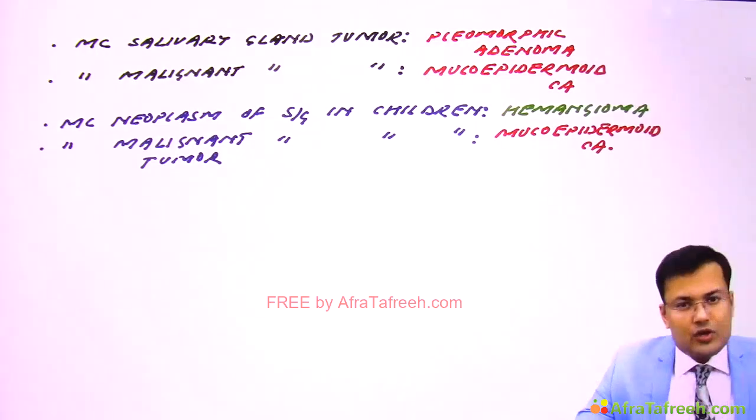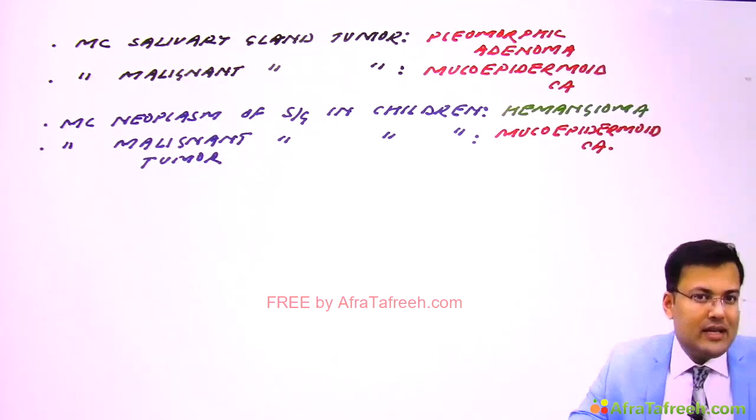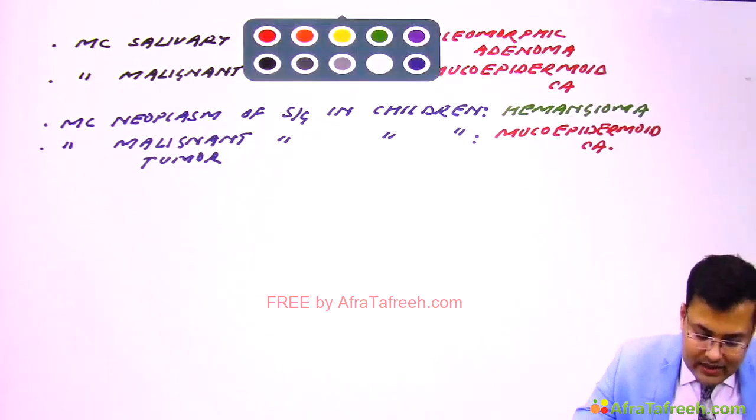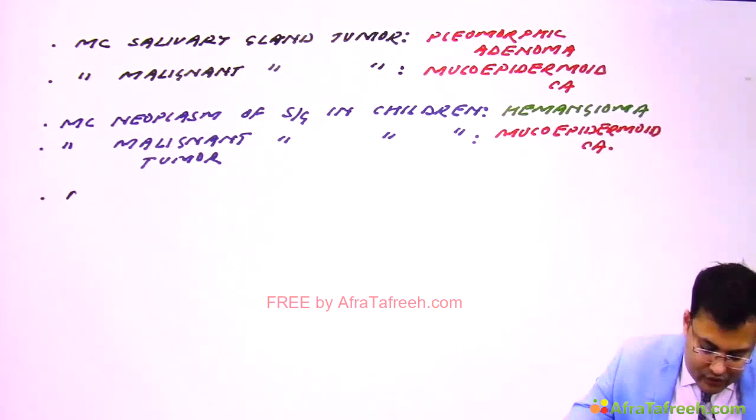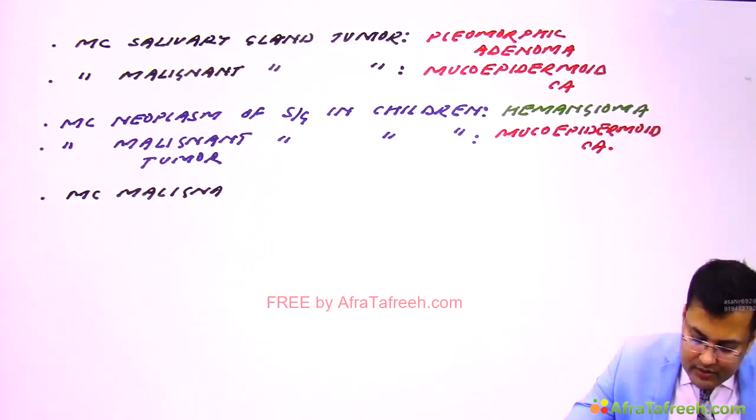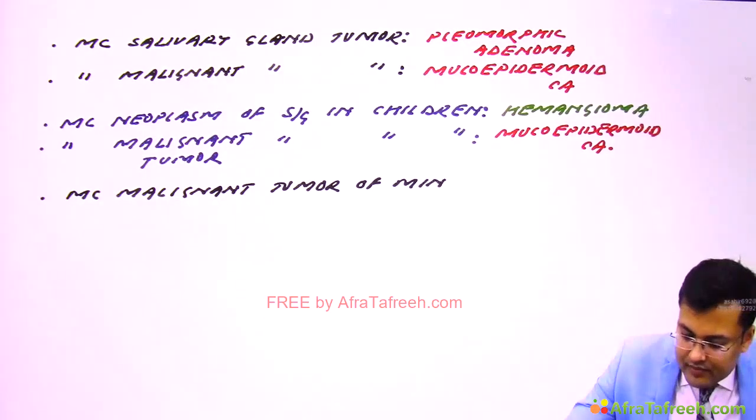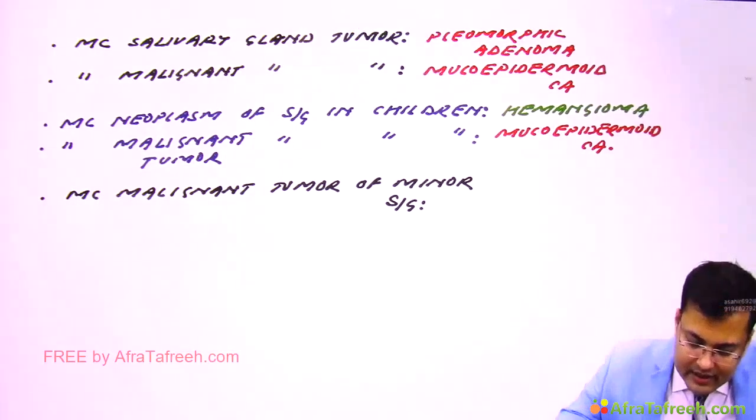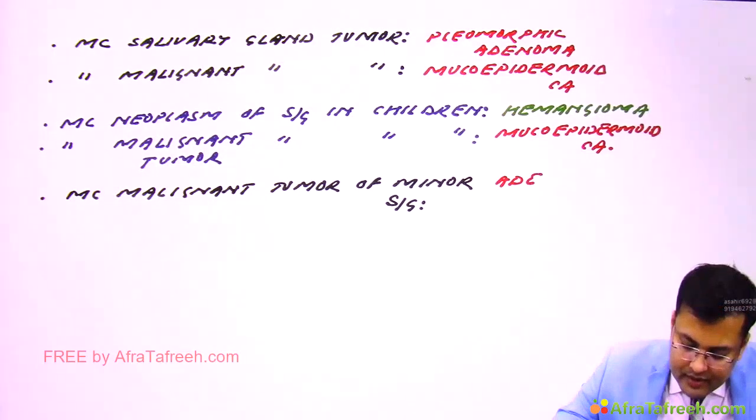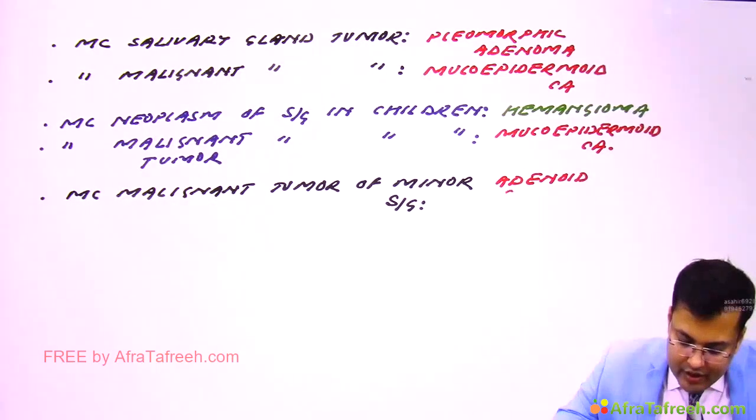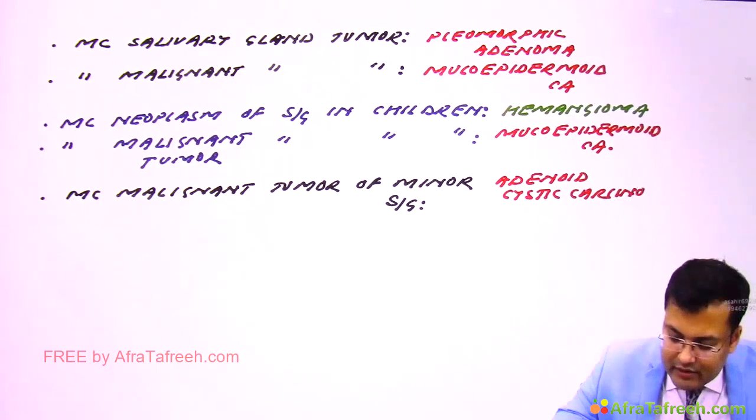Clear? And the most common malignant tumor of minor salivary gland is adenoid cystic carcinoma. Right? So most common malignant tumor of minor salivary gland. Clear? And this is adenoid cystic carcinoma. Okay, these are the one-liner questions.